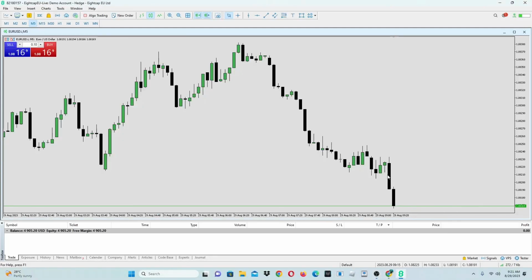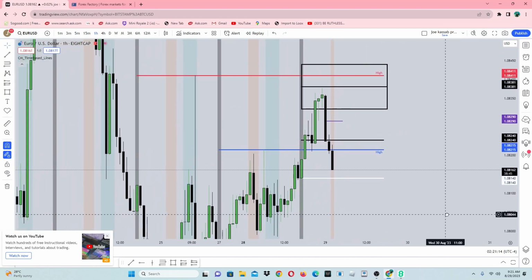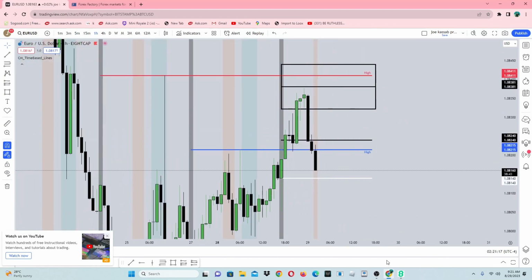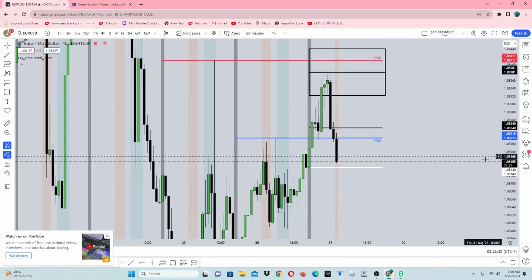Okay, guys, so as you can see, we broke structure to the downside with a fair value gap formation. Since we did not retrace to the upside on the hourly chart, what I will be waiting for is retracement into the fair value gap. Okay, guys, actually, I decided not to take a trade during the London session. Let me tell you why.